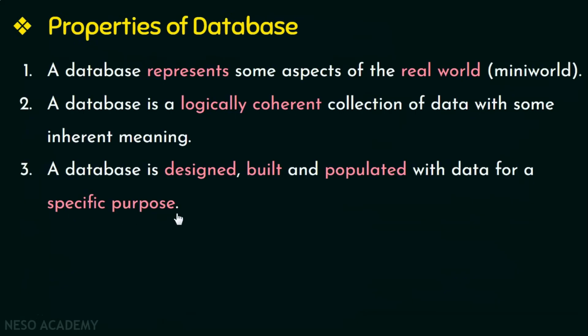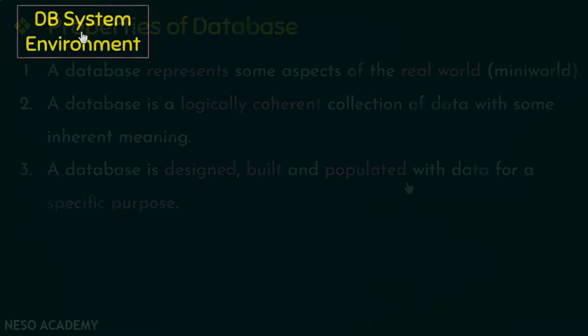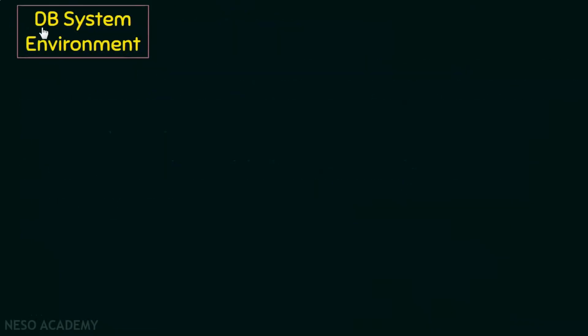So these are the 3 main properties of database. The first one is a database represents the real world. Secondly, it is a logically coherent collection of data. And thirdly, a database is designed, built, and then filled with data for some purpose. Next, let us look into an illustration of database system environment.